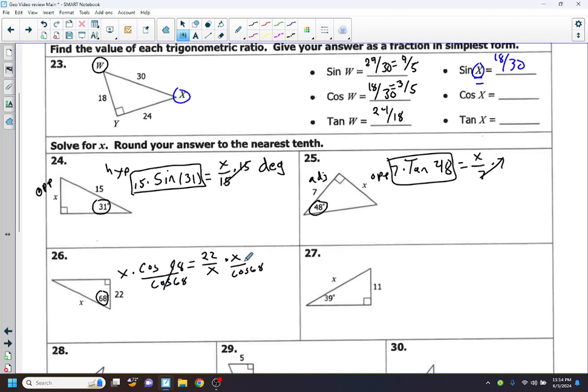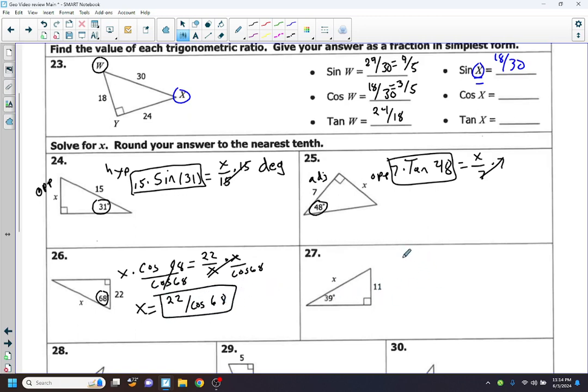Because I want my x to be not only by itself, but on the top of a fraction. I don't want it to be by itself on the bottom of a fraction. So it ends up equaling x is 22 over cosine 68. And then you type it in your calculator, you get your answer.